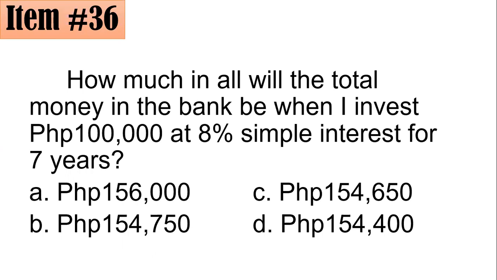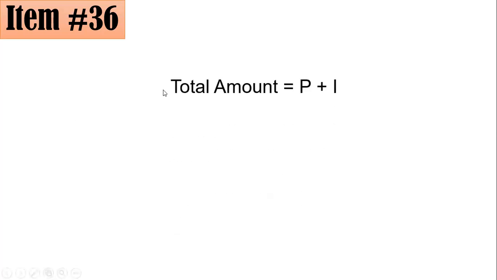I think you would agree that the process is quite similar to the previous item, no? So we will still use the formula I equals PRT. However, the only difference is to get the total amount, you have to add the principal amount, or the amount you invested, with the interest. But again, simple interest po has the formula which is PRT. That's why the total amount could be expressed as P plus I, which is P plus PRT.